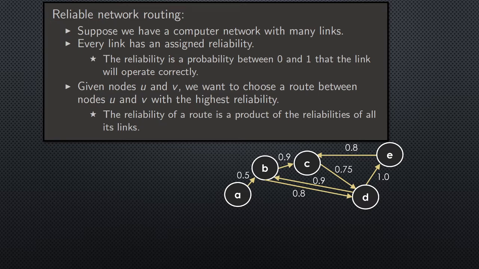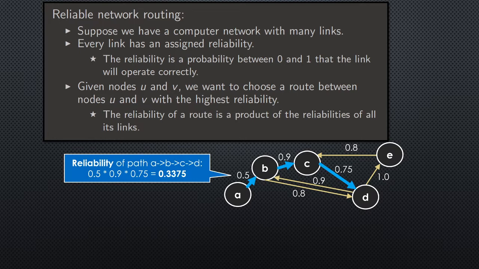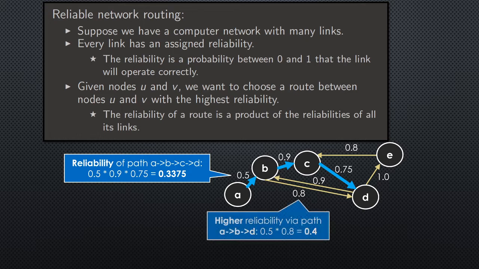Okay. So given nodes u and v, we want to choose a route between u and v with the highest reliability, and reliability is going to be the product of the reliabilities in all the links. So if we want to go from A to D in the most reliable way possible, here's one way of doing it. This is not the most reliable way. We could go from A to B, B to C, C to D. The product of those three probabilities is the reliability of the entire path. It's the probability that the entire path experiences no failures. Okay, so it's quite low.